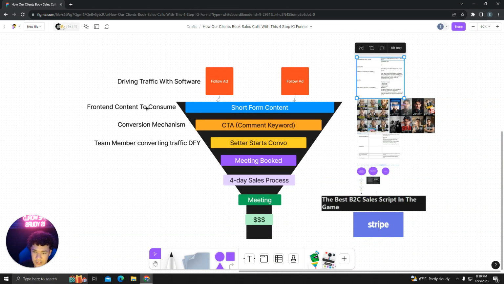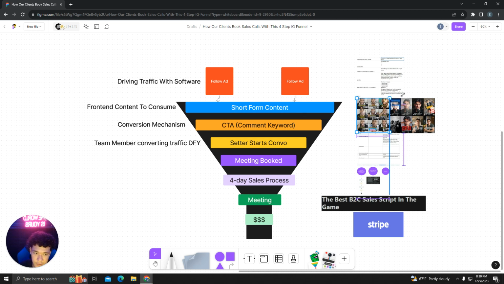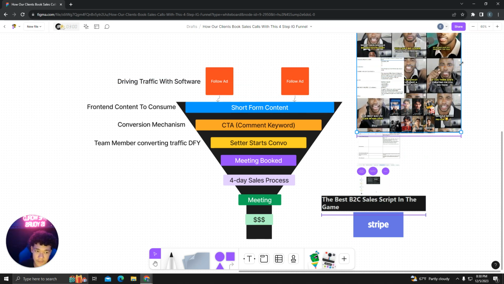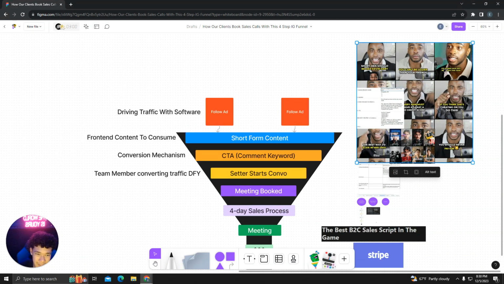Then in terms of the front end content to consume, it's short form content, right? So that's the front end content portfolio that you want the people off the follow ads, the traffic that's coming in and that's been driven by the follow ads, to consume, right? So here, obviously we have some examples. This is kind of the bare minimum of what your content should be looking like, right? So here we have FitX Fearless. He's a dating coach. He's killing it right now. He's in Miami. I saw him a couple days ago at Elevation.